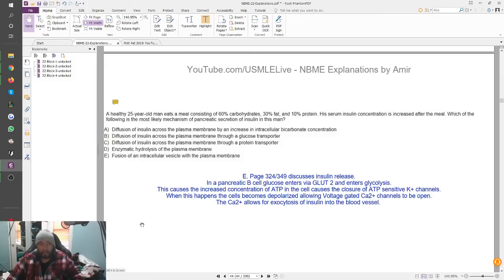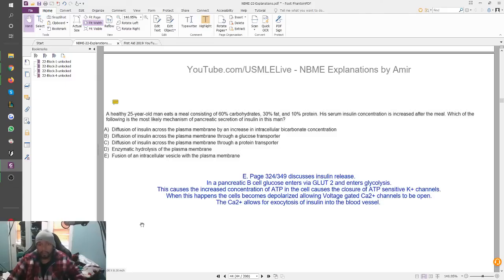And you look at the answer choices: diffusion of insulin across the plasma membrane by an increase in intracellular bicarb concentration. Again, if you don't remember the mechanism of how insulin is released, this is pretty much the second question on this topic. They had another question earlier in yesterday's video from diabetic ketoacidosis, which is also directly related to insulin. Without insulin, potassium won't be going into cells, right? And you end up having very messed up serum potassium levels, right?